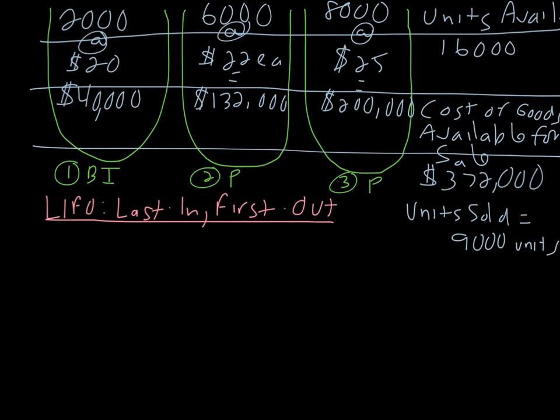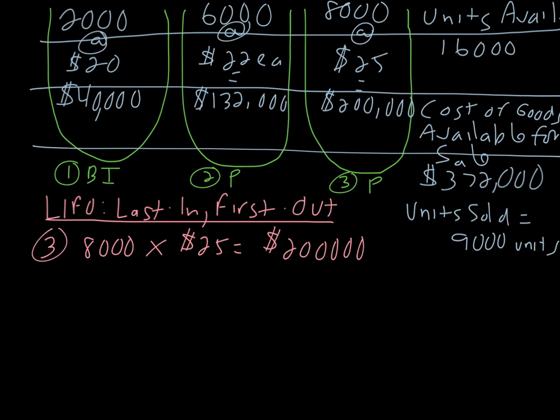There's 8,000 units in there. So let's empty out the last bucket as our first step. So I'll put there bucket 3. I'm going to take 8,000 units. How much did those cost me? Those cost $25 each, and then total that, $200,000. Cool.